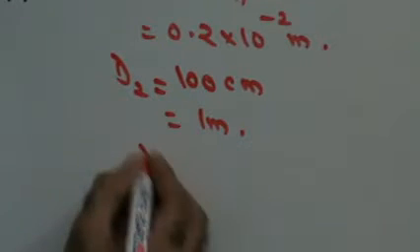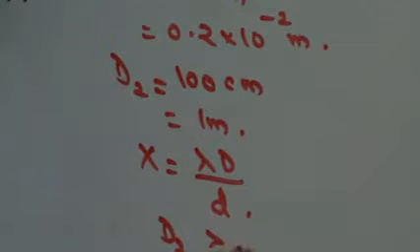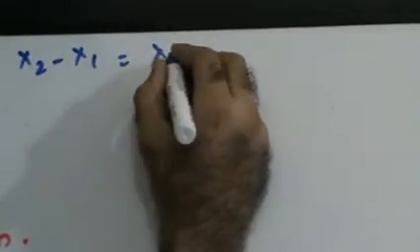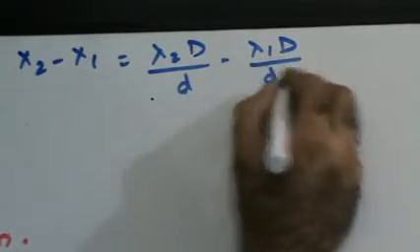Now we know that guys, fringe width is lambda D by d. From this we understand that fringe width is directly proportional to the distance of the eyepiece from the slit. Now as D2 is greater than D1, therefore I can say X2 will be greater than X1. Therefore the change in fringe width, they have asked you to find out, will be X2 minus X1, which is lambda D2 by d minus lambda D1 by d.